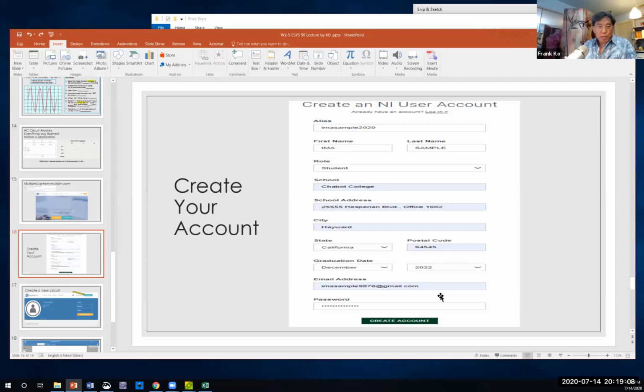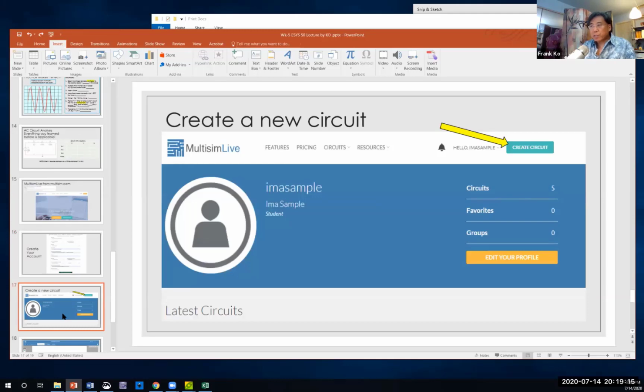When you finish creating your account, the next screen that you will see is this. And we have features, circuits, resources. It shows who I am. I'm a sample. My identity is there. Role as a student. And there's a green button that next to it says, hello, I'm a sample. So they're saying hello to you. And you click create a circuit. So I'm going to create a circuit.